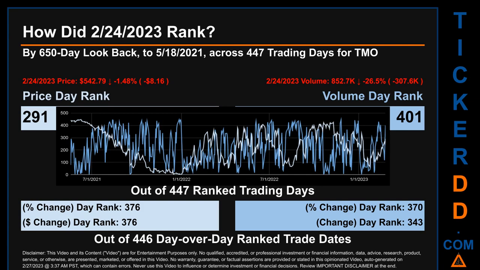The line graph overlays price and volume's daily ranking, as shown respectively in light versus dark blue, across those target trading days. In this view, essentially the dips are good whereas the spikes are bad. The price's day over day percentage change, dropping minus 1.48% on February 24, 2023, had a day rank of 376 while its dollar difference of minus $8.16 had a rank of 376 when compared day over day across 446 trading days. Volume's percentage change and difference were ranked respectively at 370 and 343.